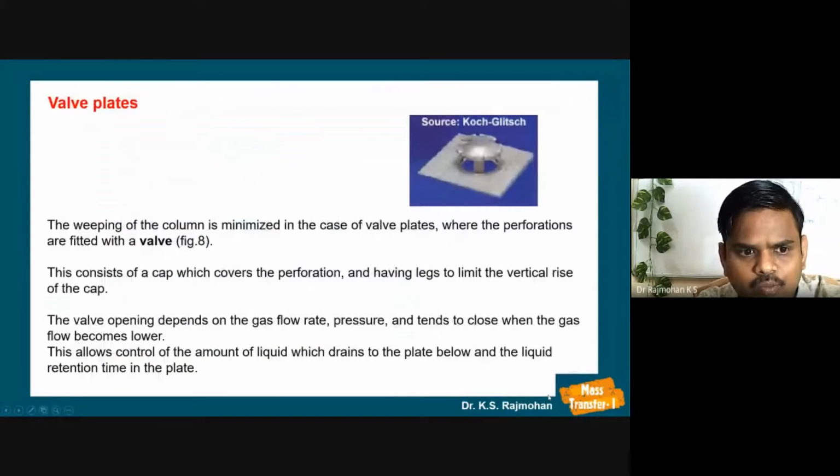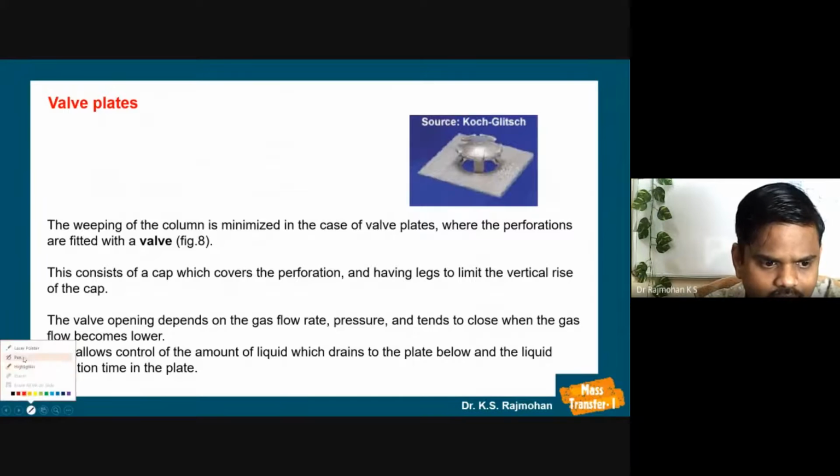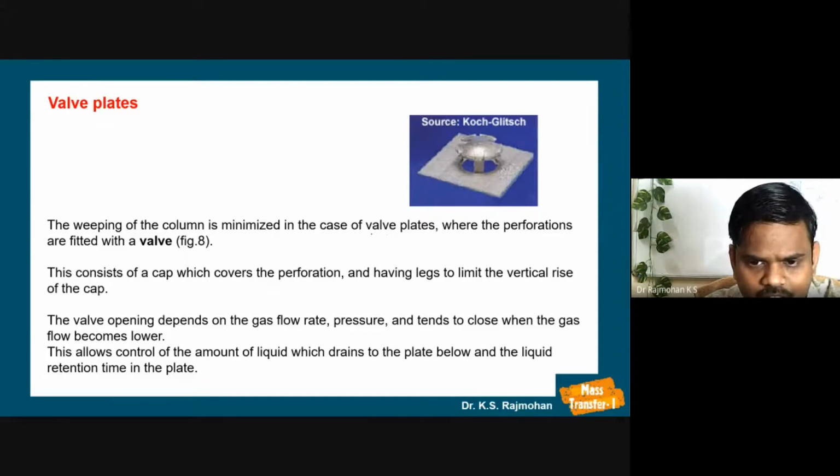If you look at the valve tray, you can see this type of setup. We have the design like this. This weeping of the column is minimized when we use valve plates, where the perforations are fitted with a valve, so the liquid does not have the facility to get in. Because the gas is coming out through this, the liquid will not be able to move into it. That is the design change done with the valve plates.